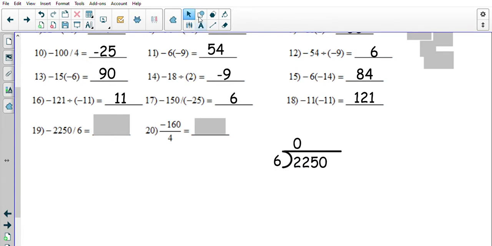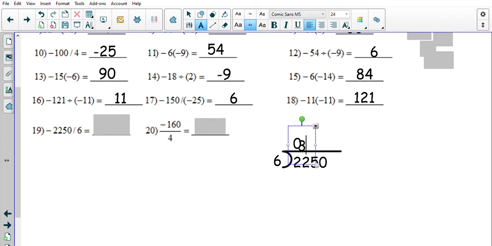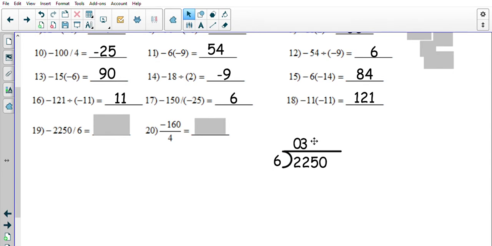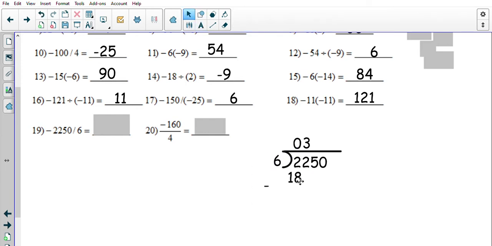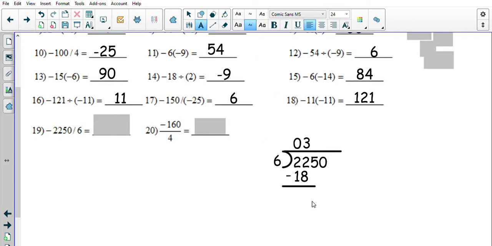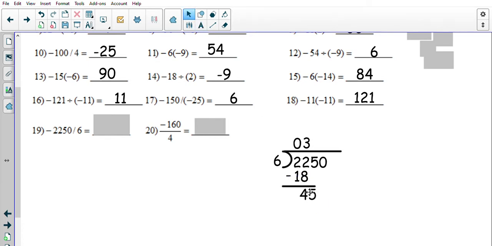6 goes into 22 3 times without going over, and that's going to get us 18. So let me move that 3 in there. I'm going to subtract 18 from 22. So let me put my negative sign on there. Bear with me as I get this set up and organized for you, but I want to make sure we work through this work together here. 22 minus 18 is going to get us 4. Bring down that 5 from up above. So I'm bringing down this 5 right here.